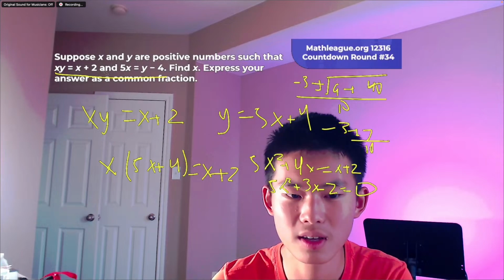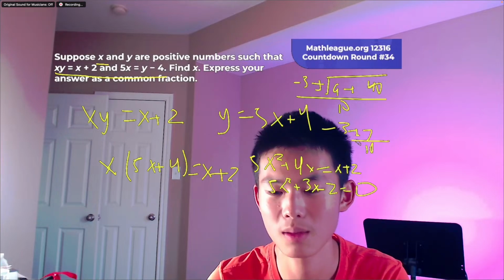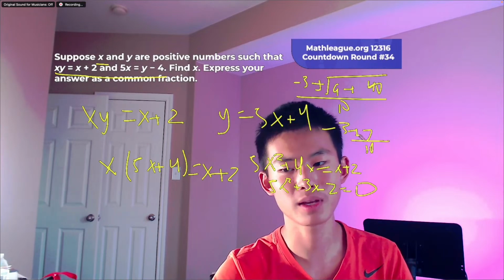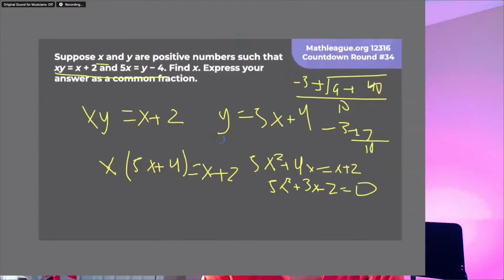Now we want the positive value of x, so we have to take the plus sign here. It's going to be negative 3 plus 7 over 10, or 4 over 10, which is 2 over 5. And indeed, 2 over 5 is the correct answer. Great.